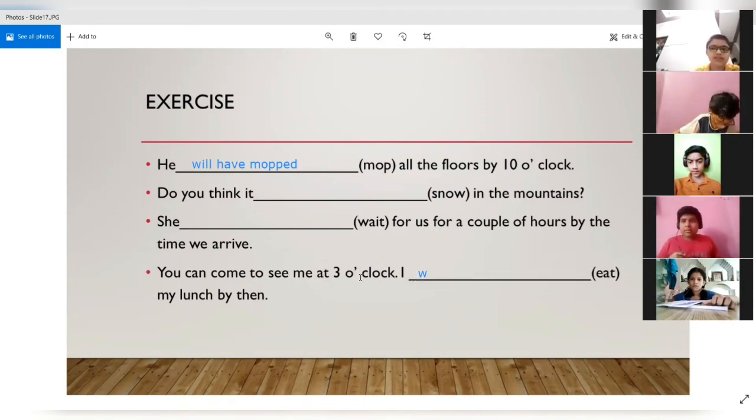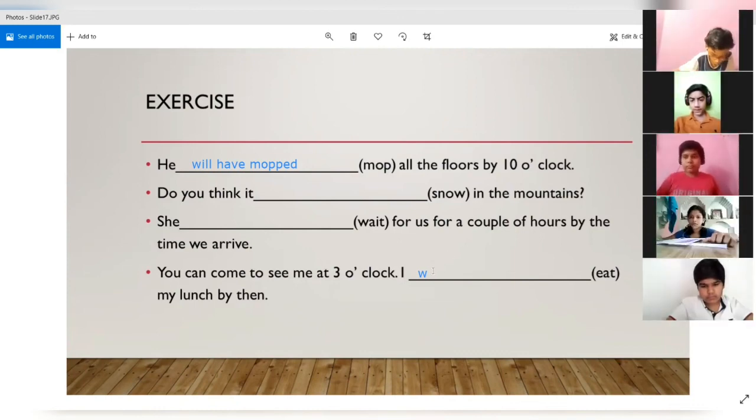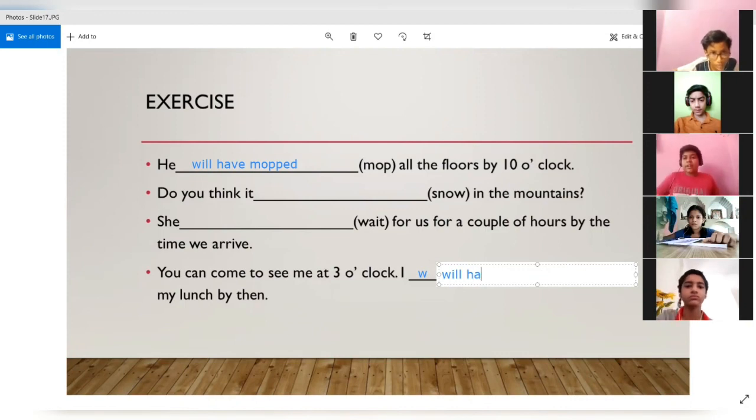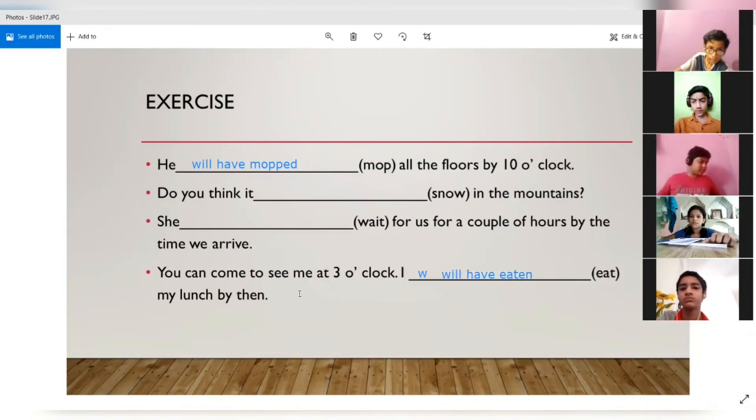No, you will say to someone that I will have eaten, so I will be free by then. Then you can come, right? If I'm eating, then how will I entertain that person? Are you understanding? So here the sense is that I will be free, I will have eaten my lunch. So we want the action to be completed over here, not going on, right? Because if you will be busy eating your lunch, then how will you meet that person? Are you understanding, Mridul? Yes, sir. So it will be, I will have eaten. So I will be free. So you can come by 3 o'clock.